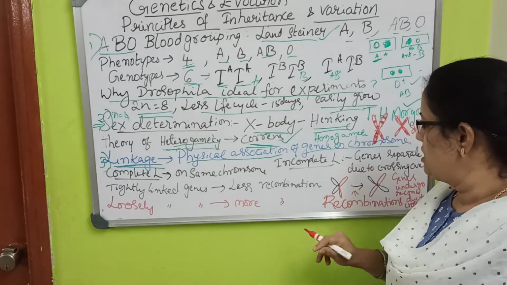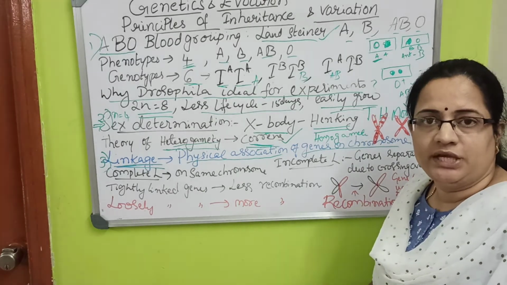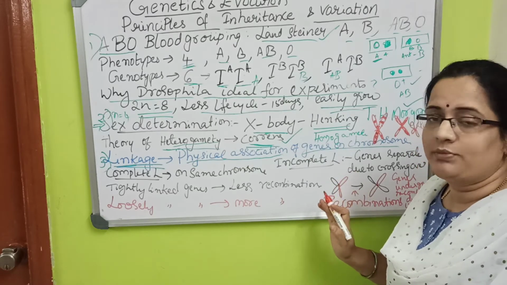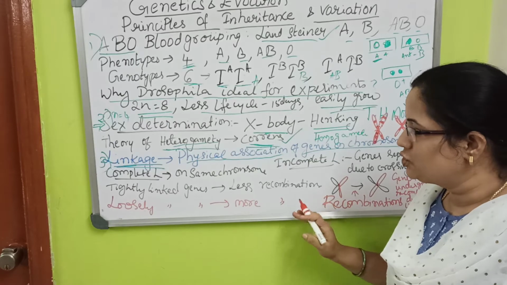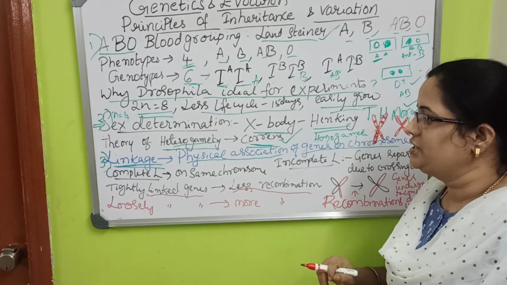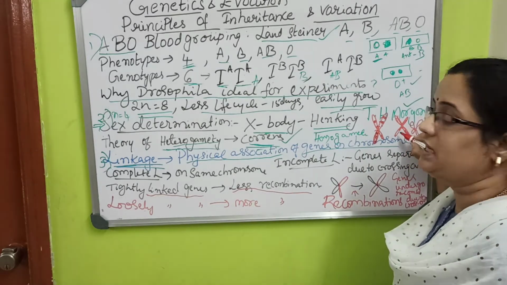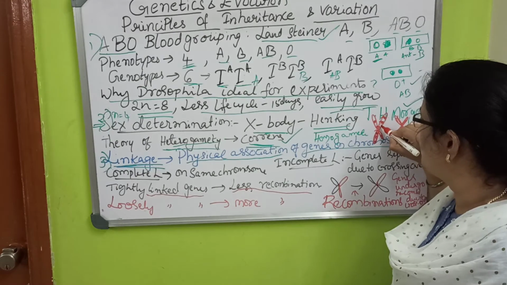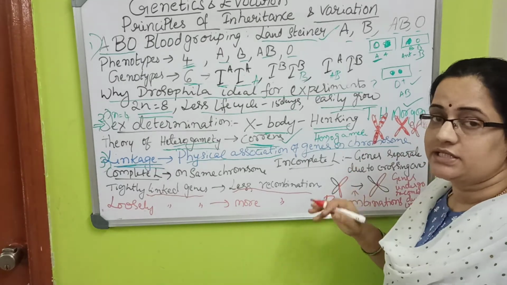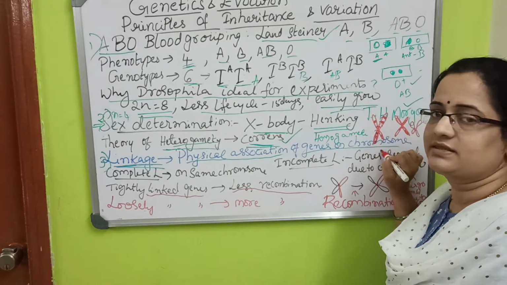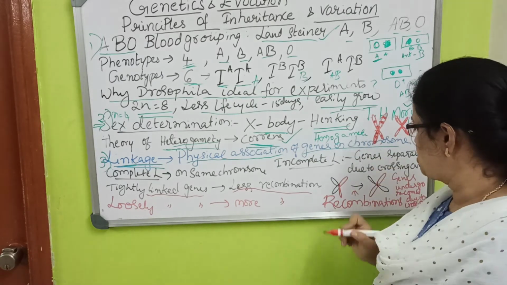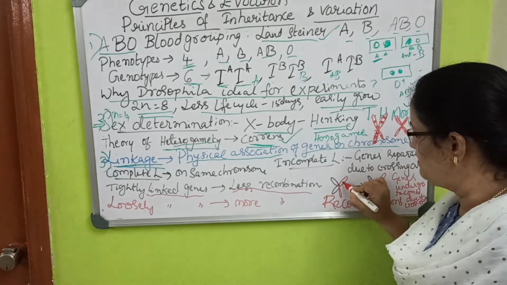Due to these recombinations, the linkage and recombination part is very important. Tightly linked genes will have fewer recombinations. When genes are tightly linked, nearby each other, there are fewer recombinations. If they are loosely arranged, then they can separate, and the chromatids will exchange. The colors will change, as I showed.